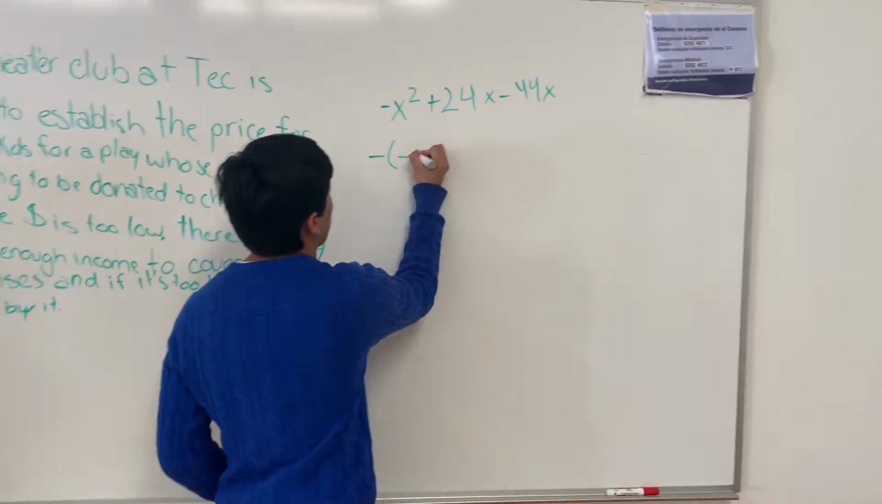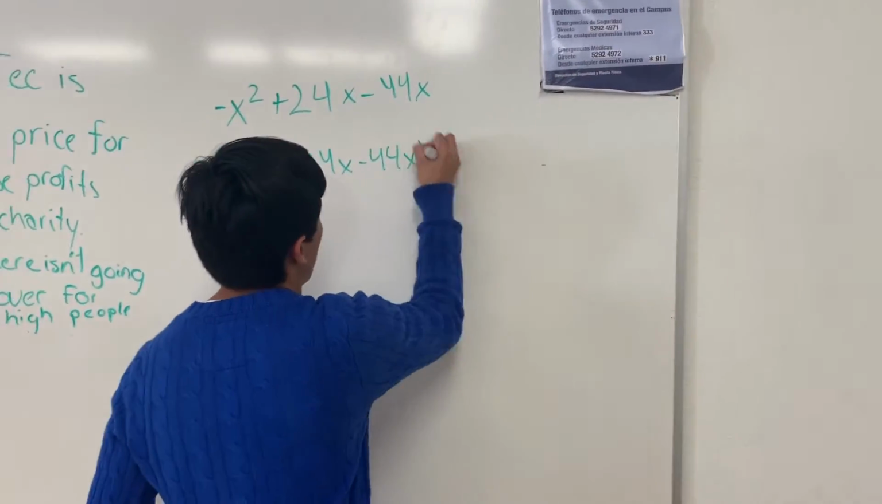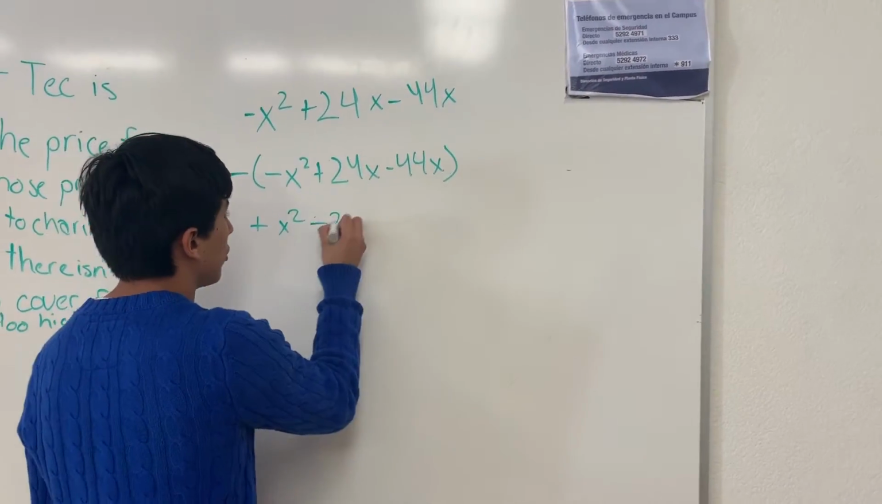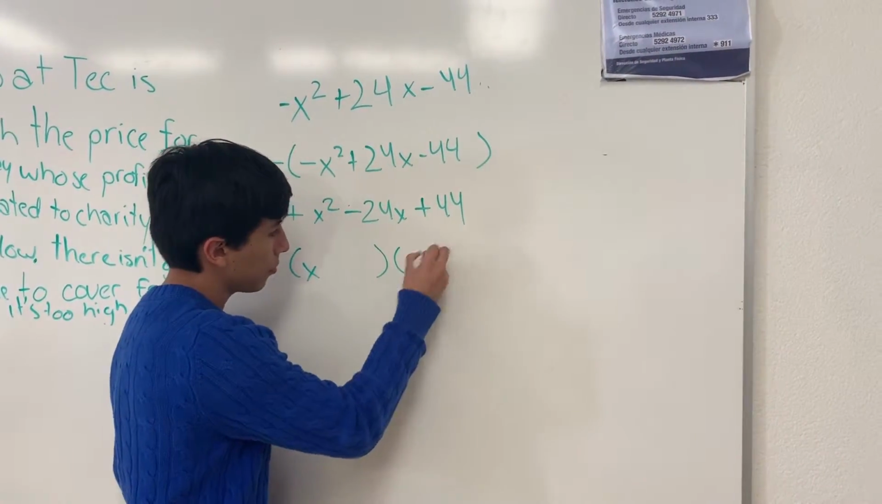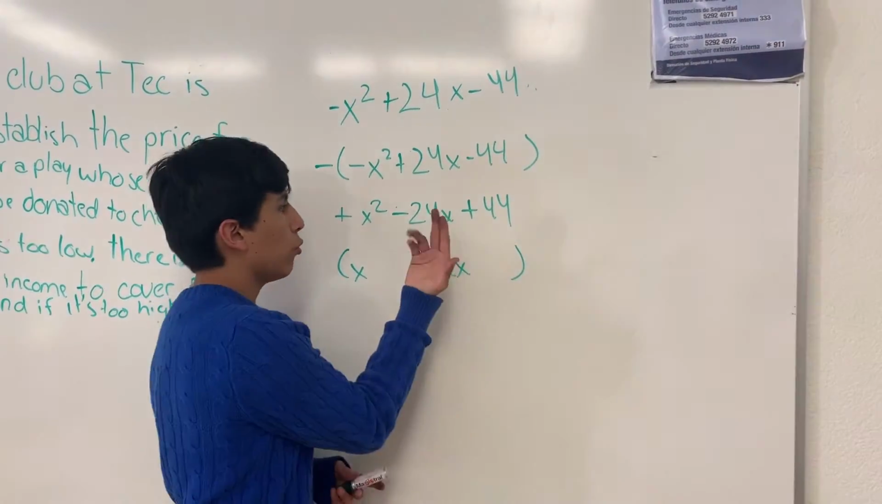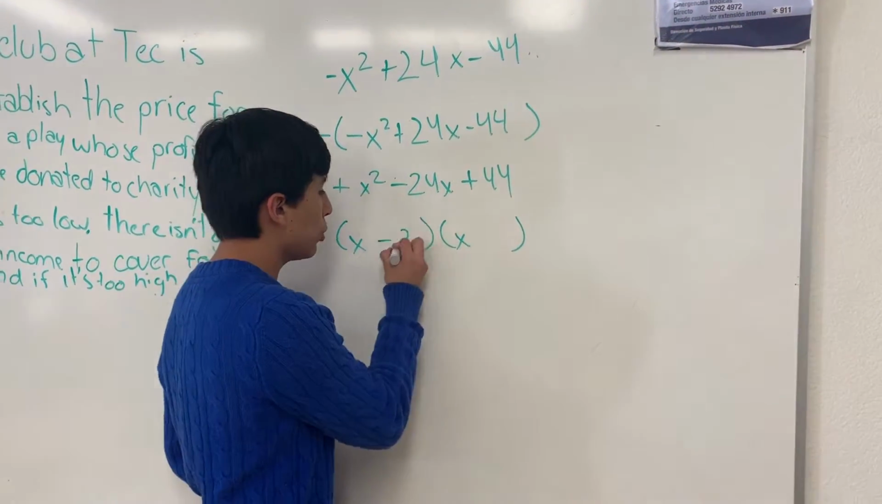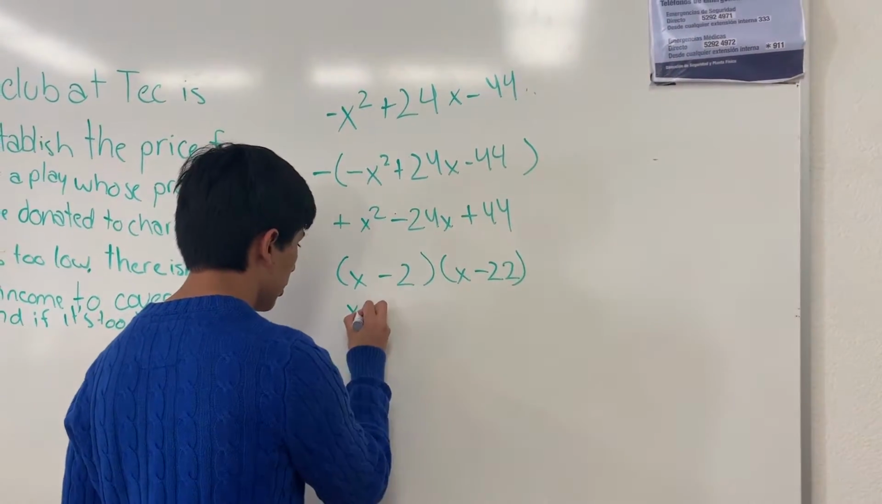And what we're going to do is factor. First, we have to turn the expression from negative to positive. Then we factor. We need to find two numbers that multiplied equal 44 and added or subtracted equal 24, which are 2 and 22. Now we have the minimum and maximum points.